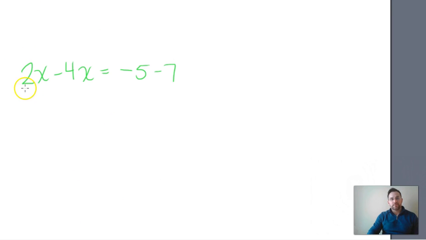Okay, so now we can rewrite that so it looks a little cleaner. Alright, so we end up with 2x - 4x is equal to -5 - 7. And this should still be a true statement. This equal sign should still be true because what we did to one side, we did to the other side, right?